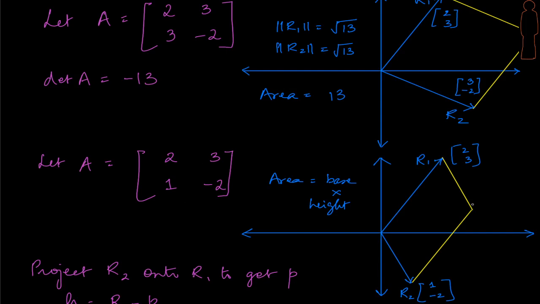So I'm just extending parallelly on the other sides, and I get a parallelogram, right? Basically we have to figure out what is the area of this parallelogram, and we know the area of the parallelogram is not the product of the sides. No, that's not the area of the parallelogram. Area of the parallelogram is the base into height.